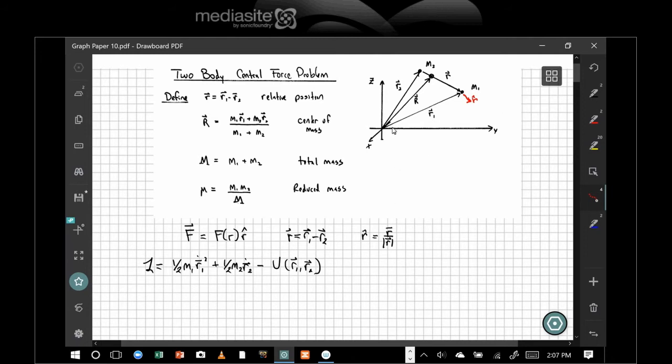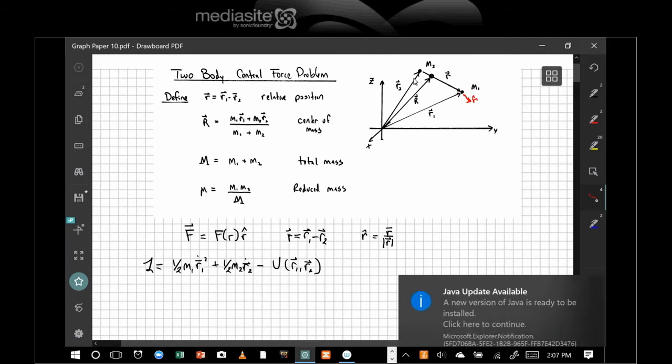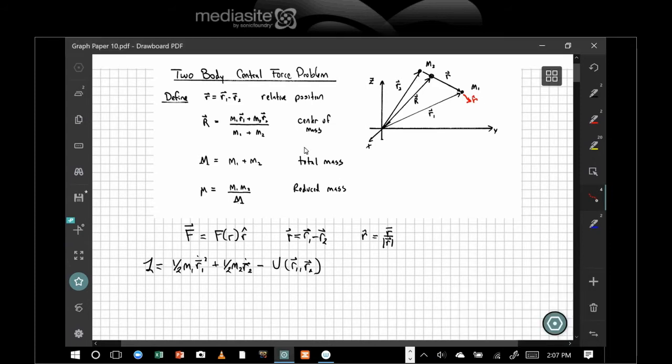So R1 again is the position vector from the origin to mass 1. R2 is the position from there to there. I can define the center of mass. The center of mass, and we've done this before, is a position vector that goes from the origin to where the center of mass of the system is. That's going along the line connecting the two masses. So this is the center of mass, say, here. And then little r, which is the relative position, which is what we defined before. So what I want to do is rewrite my Lagrangian in terms of capital R and little r.